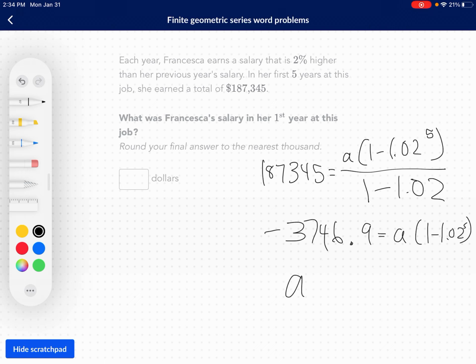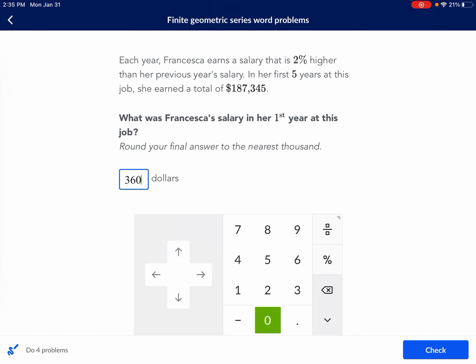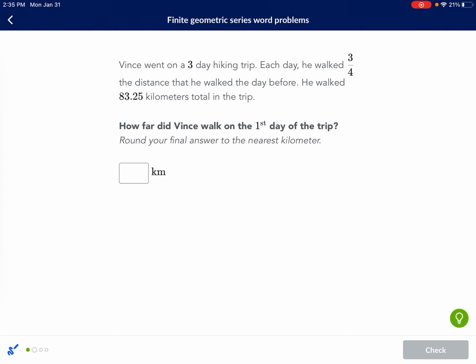And you get A equals 35,999.91434. And that's rounded to the nearest thousand. So this is the ones, tens, hundreds, thousands. So $36,000.